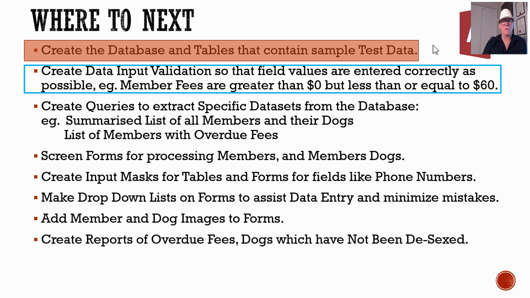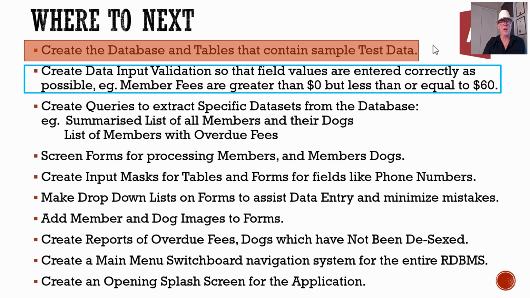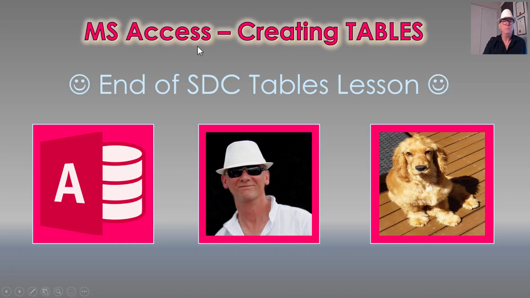Then we'll create those reports. We've got our queries done and we're just going to turn some of them into reports. And last of all, we're creating that main menu switchboard and the opening splash screen. Okay, so there's pretty much all of those dot points. There's going to be a separate video and lesson on each of those. I'm not sure when the lessons are coming, but we're trying to get this tables and validation one, the first two, pushed out very quickly, as quick as we can.